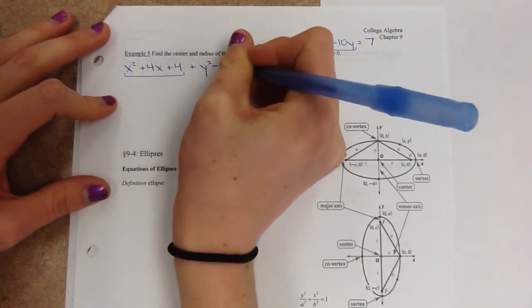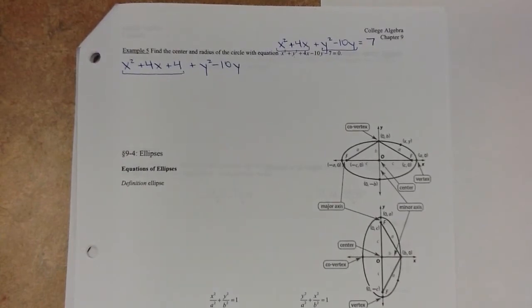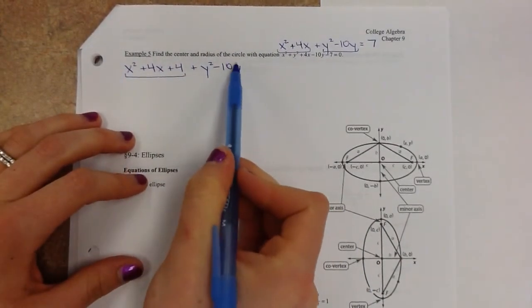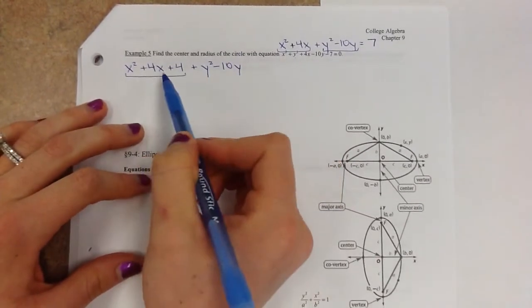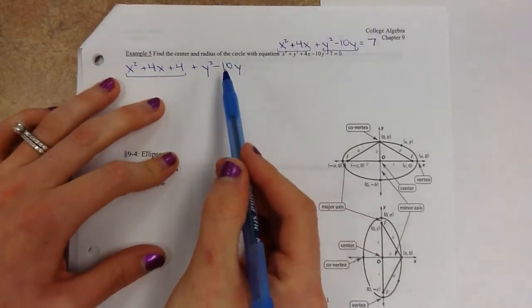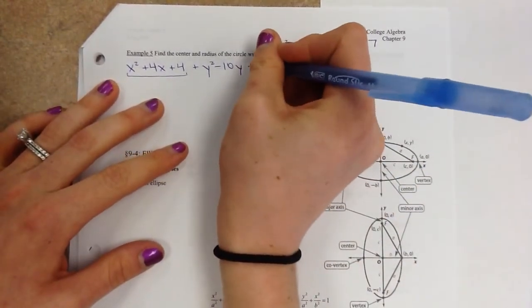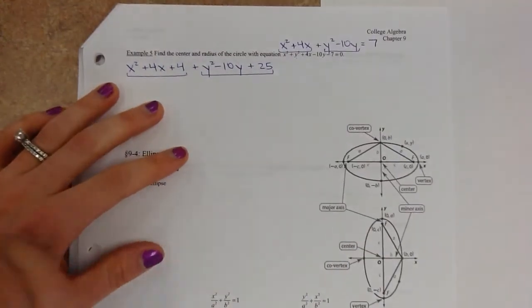Next grouping is my y grouping. I'm going to do the exact same thing here. I'm going to complete the square on my y terms. I start with this middle term, whatever's attached to the x or the y. My middle term is negative 10, just like before. I'm going to cut it in half and square it. When I cut this in half, I get negative 5, and when I square negative 5, I get 25. Now I've just completed the square with my y stuff right here.